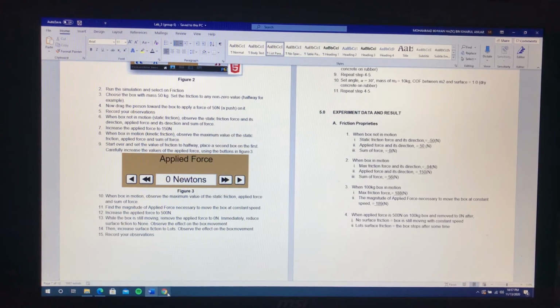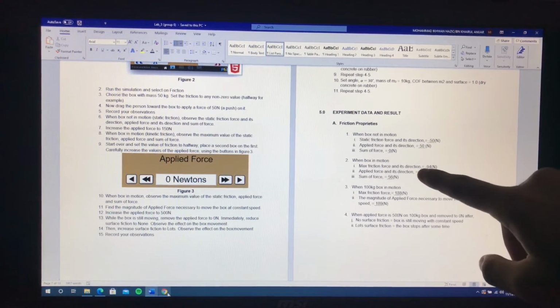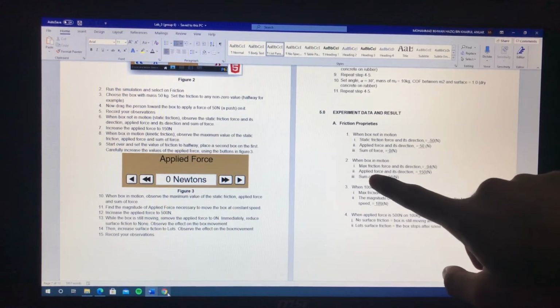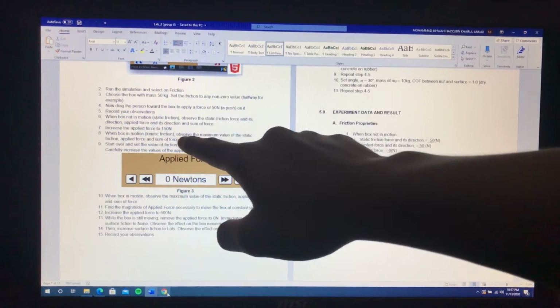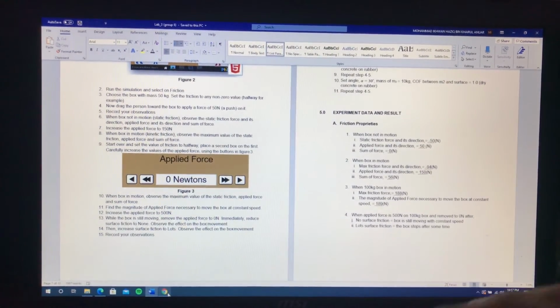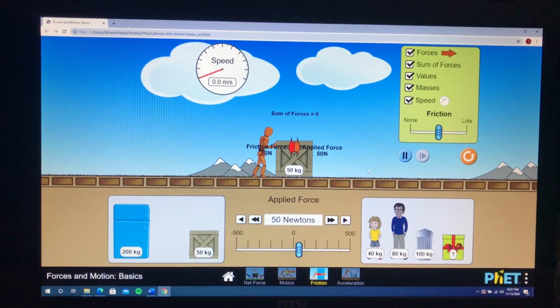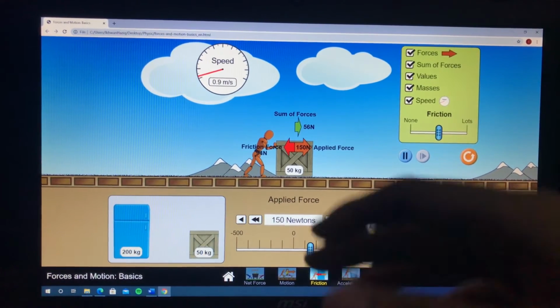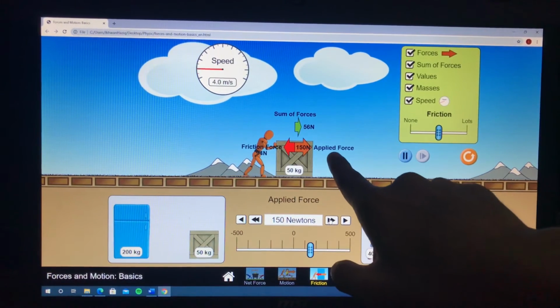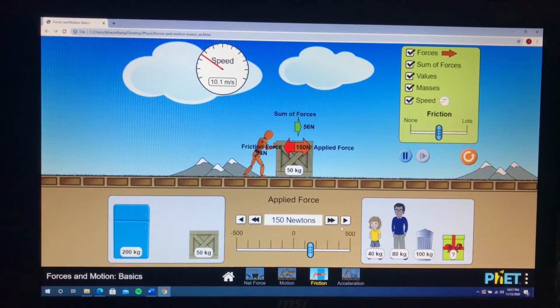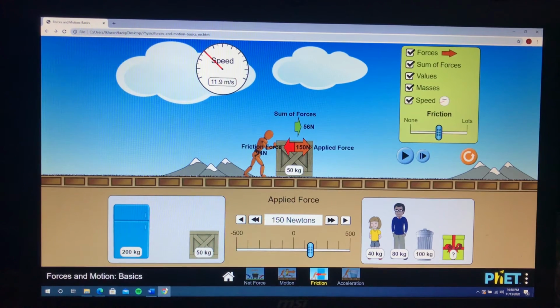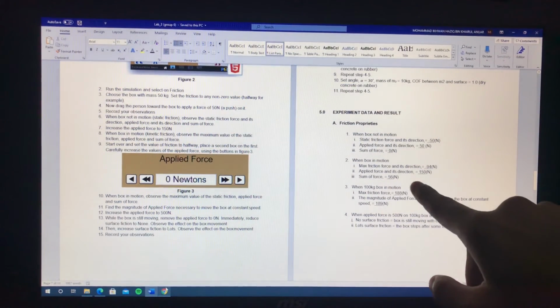So for the second, when the box is in motion, max friction, as you can see, is negative 94 that I get, and applied force is 150, as the procedure said. Increase the applied force to 150 Newton. So I demo it, 150 Newton. See, applied force is 150 Newton, friction force is negative 94 Newton, and sum of force is 56 Newton. I pause it. So I get the same result.